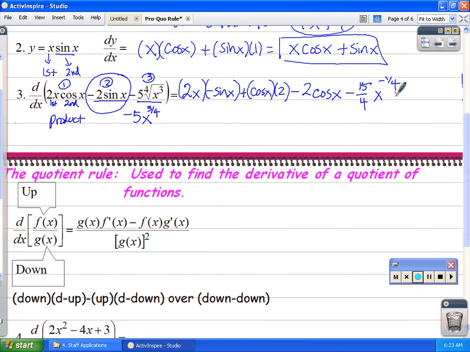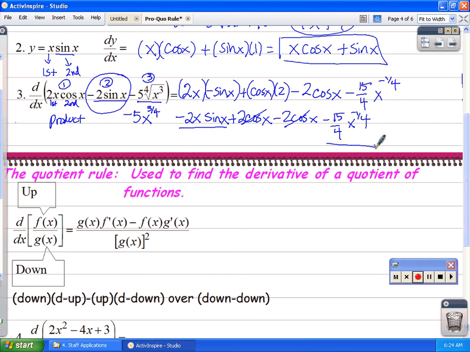And remember, I said you can leave that now. The only cleaning that you can do here, maybe drop some parentheses. This could become negative 2x sine x plus 2 cosine x. Oops, and then we got a term that's going to cancel out here, don't we? Minus 15/4 x to the negative 1/4, and then these two terms will subtract out, and so we end up with negative 2 sine x cosine x minus 15/4 x to the negative 1/4. I'm not going to rewrite that.